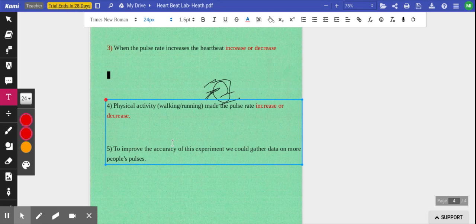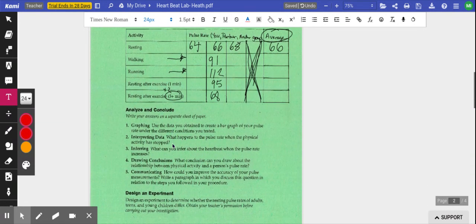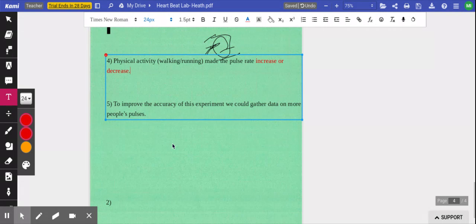And 5, I gave you the answer for that one, but I want to talk to you about it because we're certainly not going to write a paragraph. How could you improve the accuracy of your pulse measurements? So guys, if you do this, you got mine, someone else's at home, and yours. That's 3 examples of someone's pulse. Okay, that's not a lot of data.